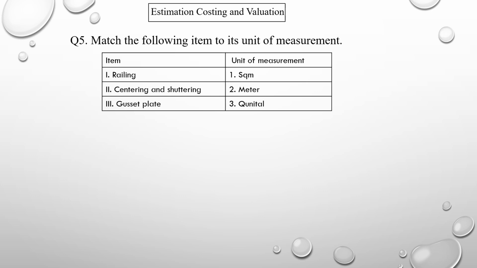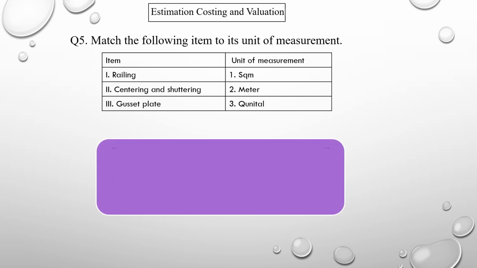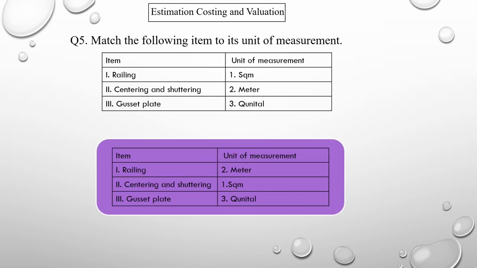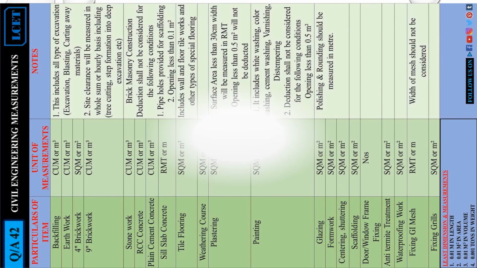And then gusset plates, which are used to form a joint, are measured in quintal. So these are the correct options for the unit of measurement. Railing is measured in meter, centering and shuttering is measured in square meter, gusset plate is measured in quintal. Then these are some particular items with their units of measurement. You can go through this table and it is very useful.